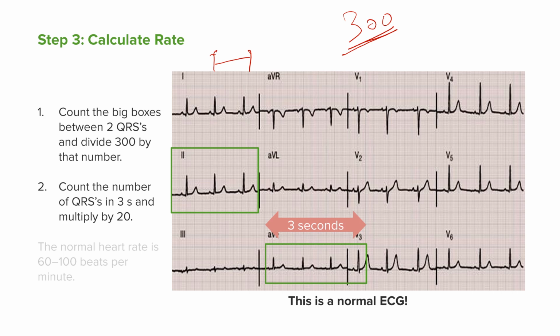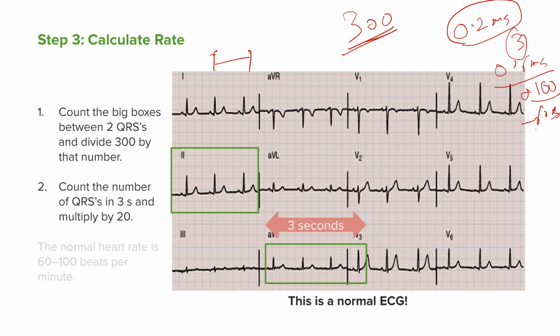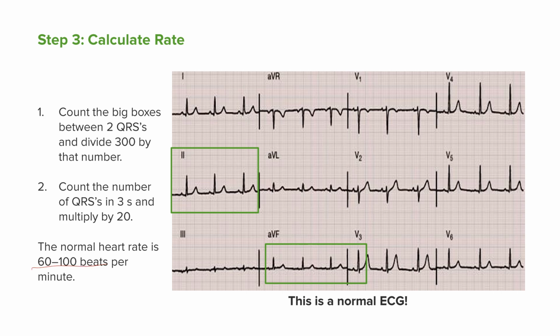Then you will have to take a 3-second strip or 4-second strip. We know that one large box is 0.2 seconds. So 3 large boxes is 0.6 seconds. Multiply it by 10, it will give you 6 seconds. So we can just count how many large boxes there are. Then we count how many QRS complexes there are and multiply it by 10, or count for 30 boxes and multiply by 10, whichever is available to you. The normal heart rate is 60 to 100.